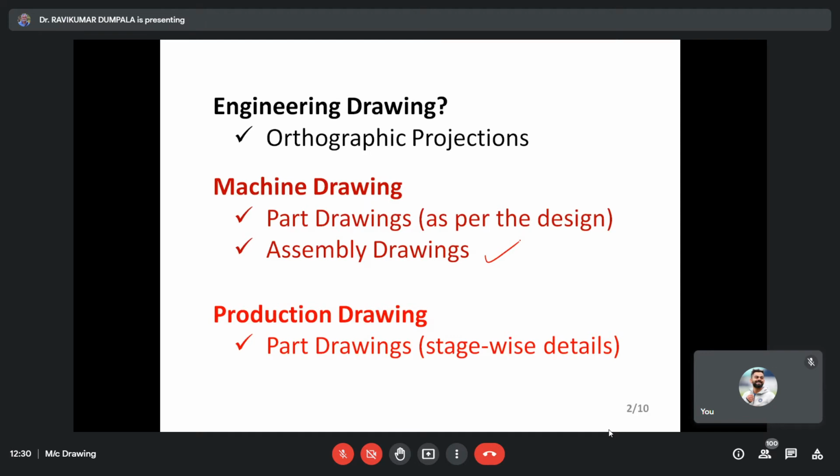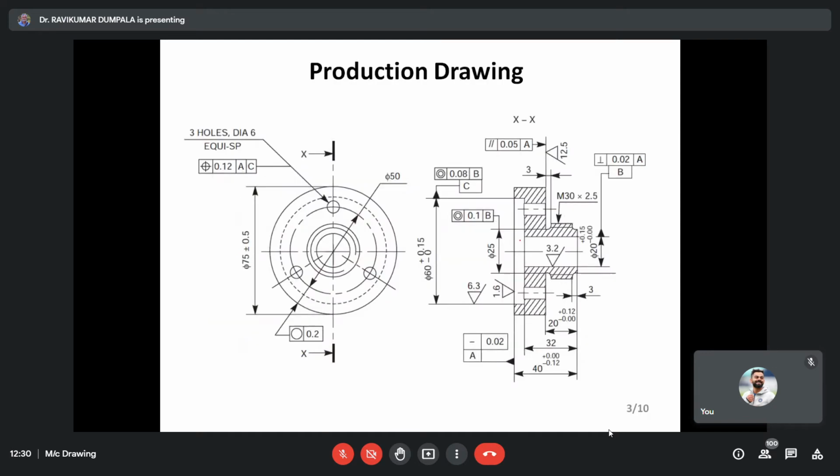Yeah, that is about the production drawing. What you see here on the screen is a production drawing. The main difference you see between the machine drawing and the production drawing is the tolerances on the dimensions. So, is the metrology subject over for you, or yet to be covered?